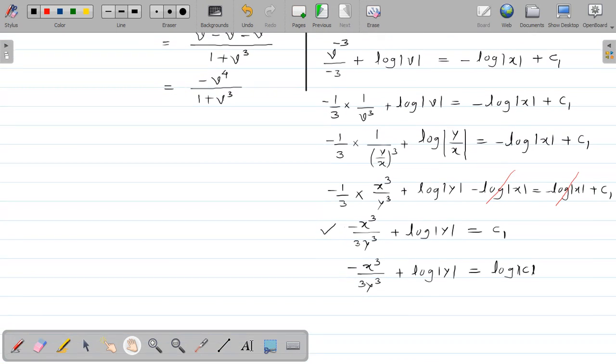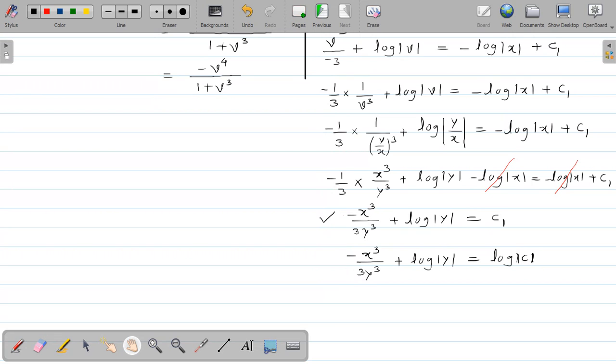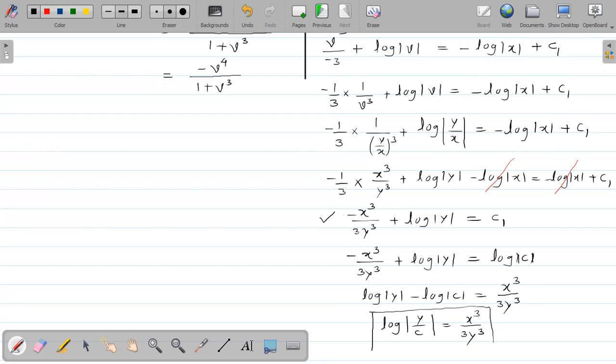But if you want to simplify, then you can write like this. Now we will modify the term here. I will write log of modulus of y minus log c is equal to, transfer this minus term to the right hand side, then we get x cube upon 3 into y cube. Now after getting this, I will write log of modulus of y minus log of modulus of c can be written as log of modulus of y upon c. Y upon c is equal to x cube upon 3y cube, and I will keep this as a final general solution of the given differential equation.